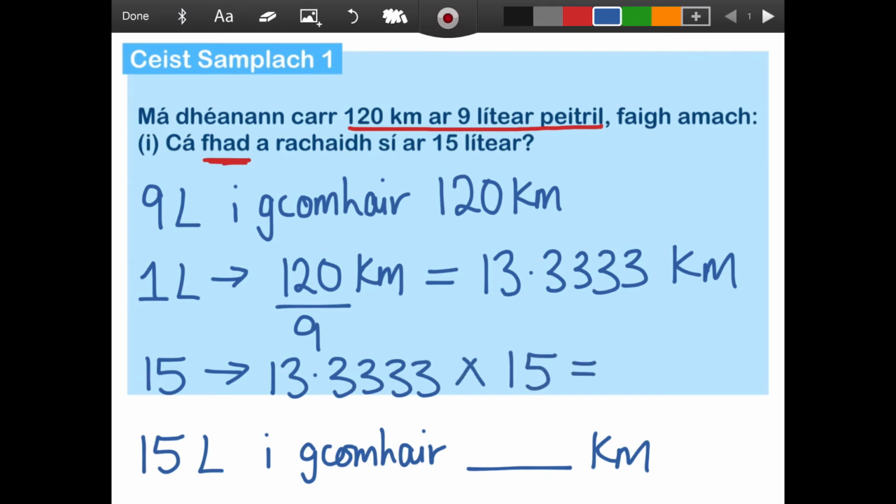That equals 200 kilometers. So on 15 litres of petrol, the car travels 200 kilometers.